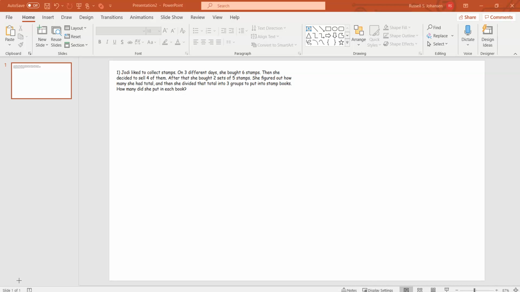And you'll notice that on 3 different days, she bought 6 stamps. So that's one thing that happens, 3 days times 6 stamps. The word then means that it's something that happened different than the 3 times 6. So that's why it goes outside the parentheses. The word then is after the 3 times 6.